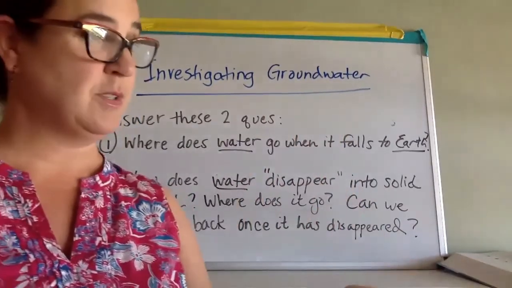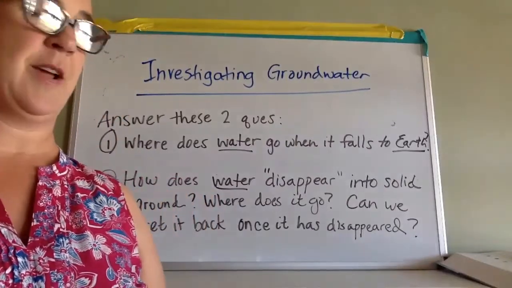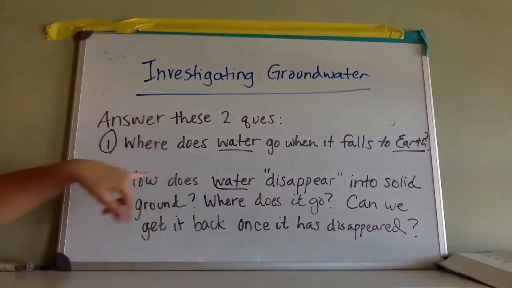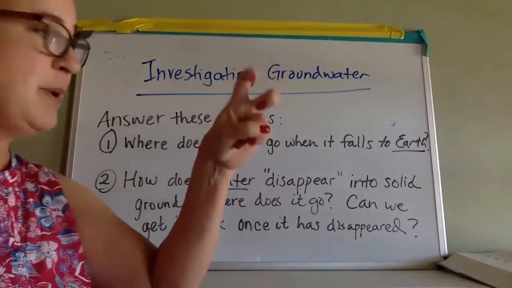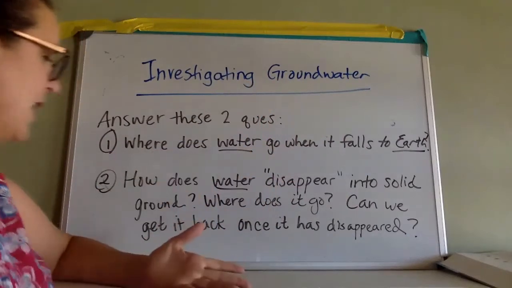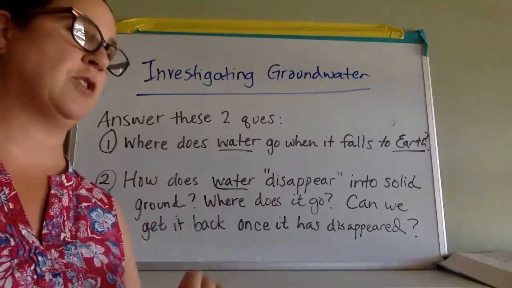Does it fall on you? Yes. Does it fall on your dog? Yes. Okay. And then the next question is, how does water disappear? It disappears sometimes, it seems like, into the solid ground. Where does it go? Can we get it back once it's disappeared? What do you think, Rachel?